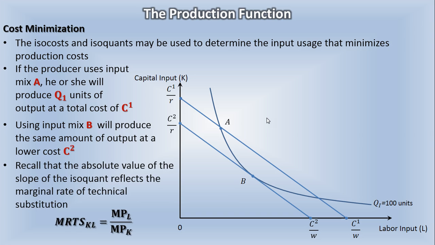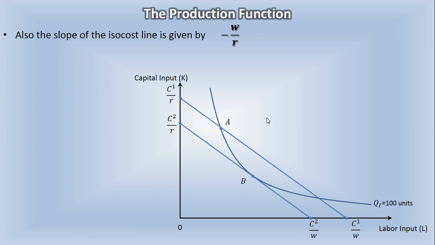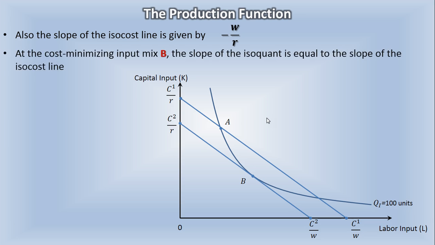So recall that the absolute value of the slope of the isoquant reflects the marginal rate of technical substitution, which is the ratio of the marginal product of labor to the marginal product of capital. Also, the slope of the isocost line is given by the negative ratio of the price of the input on the x-axis to the price of the input on the y-axis, the negative ratio of the wage rate to the rental rate. So that's the slope of the isocost line. At the cost-minimizing input mix B, the slope of the isoquant is equal to the slope of the isocost line.